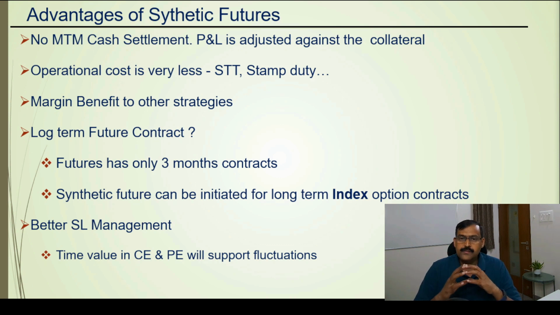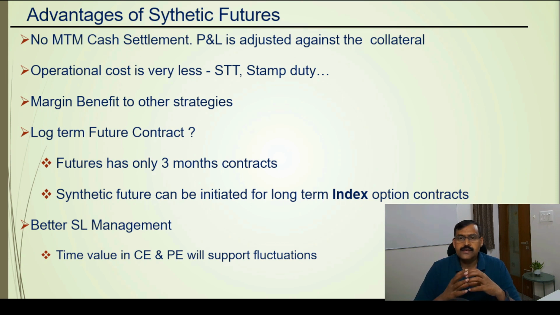For example, if you initiate a normal future contract for Nifty, when Nifty is at 17,500, the contract size is 17,500 into lot size, which is 50, equal to 8,75,000. So the STT and all the operational costs gets calculated based on the contract size 8,75,000 in case of normal future.